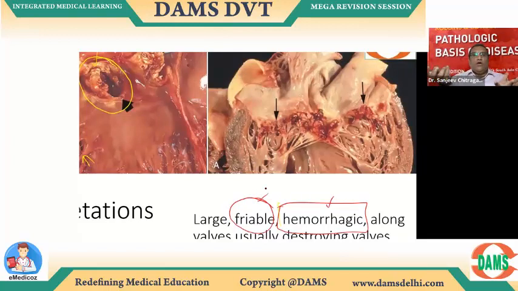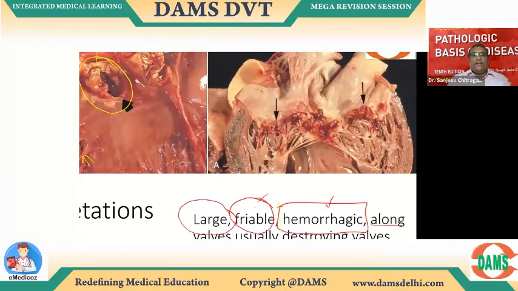Because look, there was only thrombus. It would not have been easily broken down, but now there is a bacterial infection and also there will be inflammation happening. That is why it will be friable. And they can be large also. Why will they be large? Usually because bacteria keep proliferating one over each other. Ultimately, they become large. And because there is inflammation, they will be damaging the valve. So you can always see such a thing.